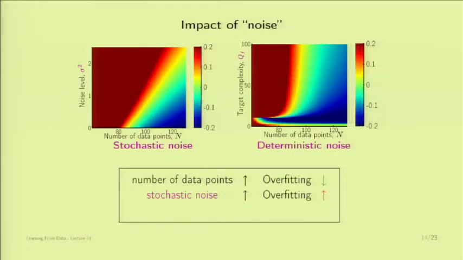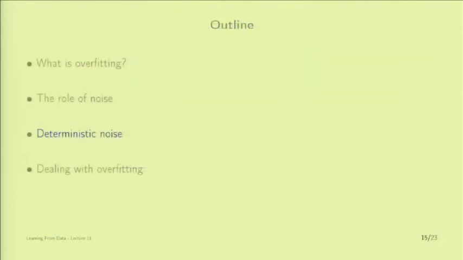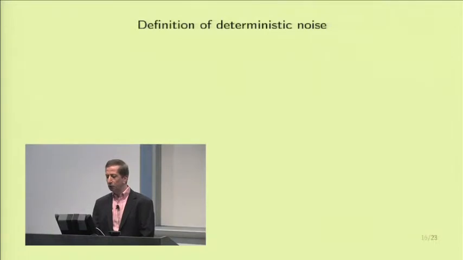And finally, with deterministic noise, which is vaguely associated in my mind with the increase of target complexity, I also increase the overfitting. If I go from here to here, I am getting redder, okay? Albeit I have to travel further and it's a bit more subtle, but the direction is that I get more overfitting as I get more deterministic noise, whatever that might be. Okay. So now let's spend some time just analyzing what deterministic noise is and why it affects overfitting the way it does. Okay. So let's start with the definition.